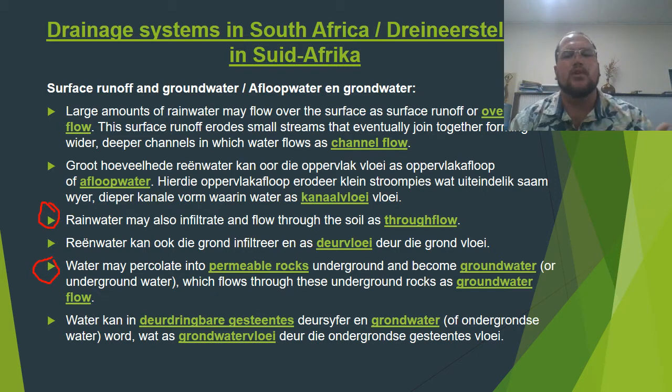Now, what does permeable rock mean? Deurdringbare gesteentes. That means this is rock that water can go into and through. If it was impermeable rock, that means the water can't go through it. If it's permeable rock, that means there are holes in it so the water can pass through.